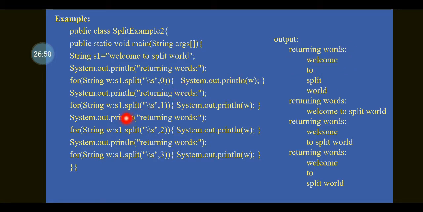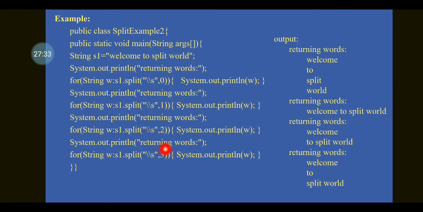If you do this, split of slash s comma 1, which means that the entire non-space characters will be considered as a single string. So it will return "welcome to split world" as a single string. If you give slash s comma 2, the string will be split into two parts, the limit is set as two parts, so that welcome will be the first part, and the remaining after the space, "to split world", will be considered as a separate one.